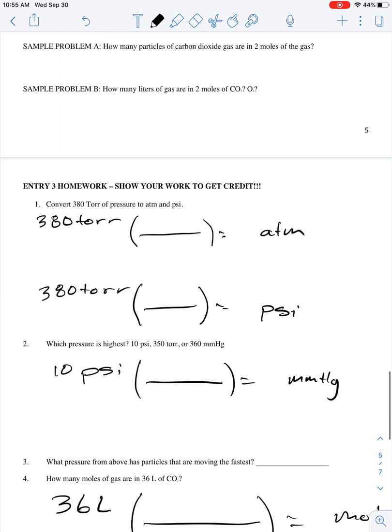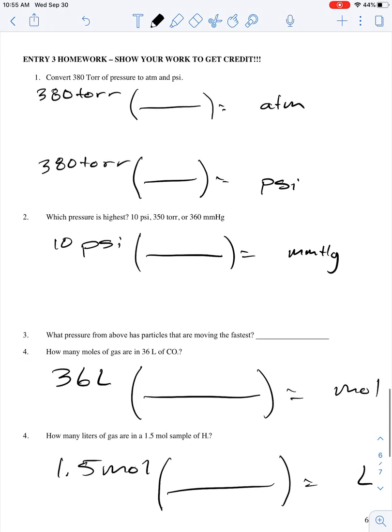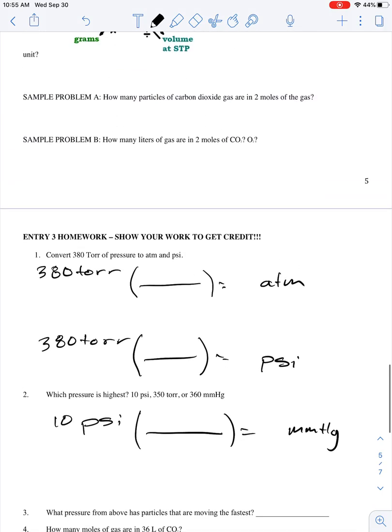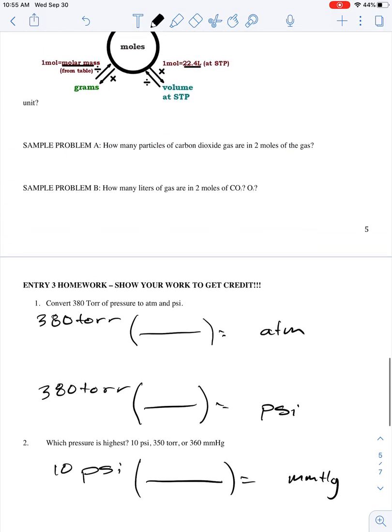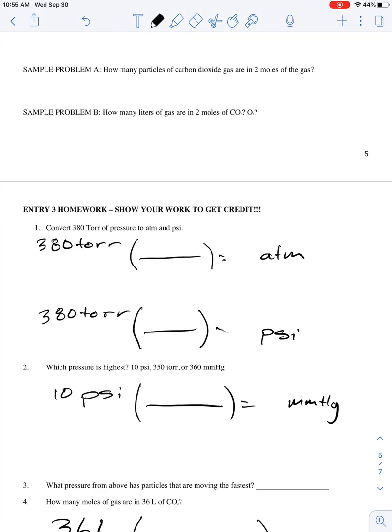Now, we're going to go down to our homework down here. I already filled in a lot of this just to save a little bit of time. So the first one says convert each of these to different units. So the big thing to recognize is that whatever units I start with go on bottom. Whatever units I want go on top.